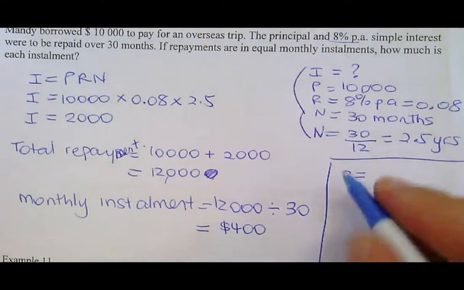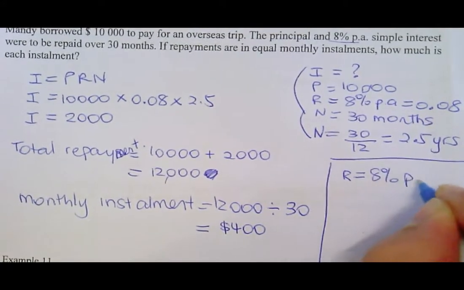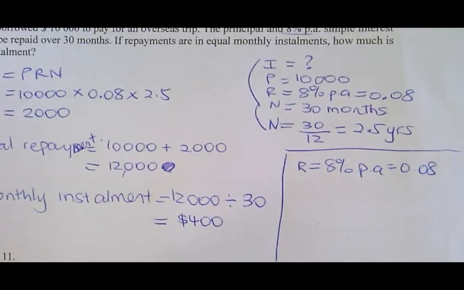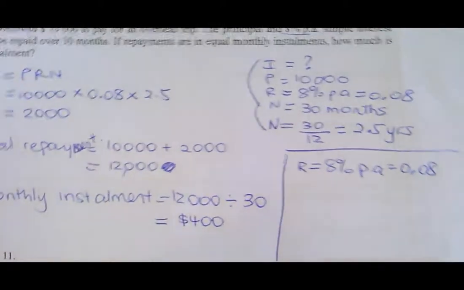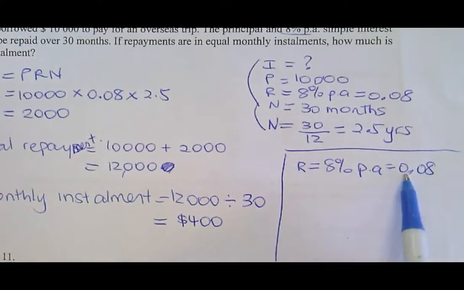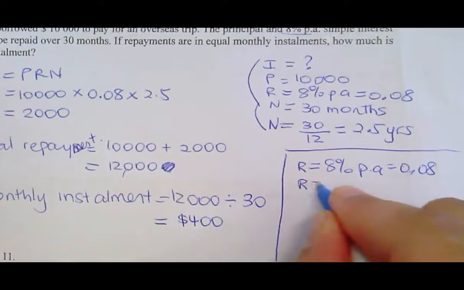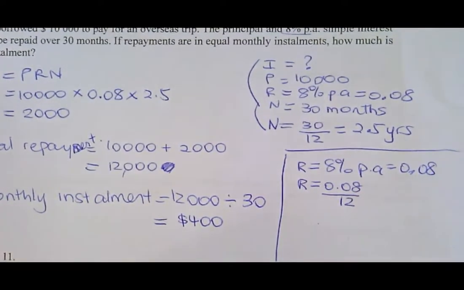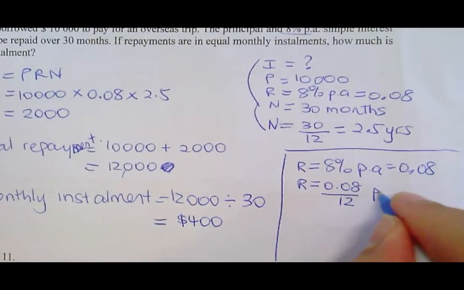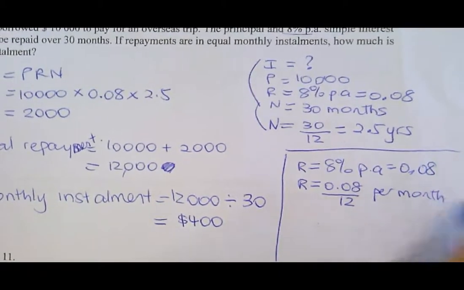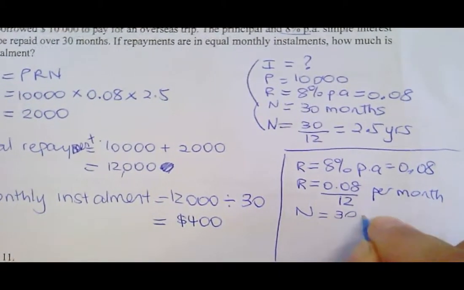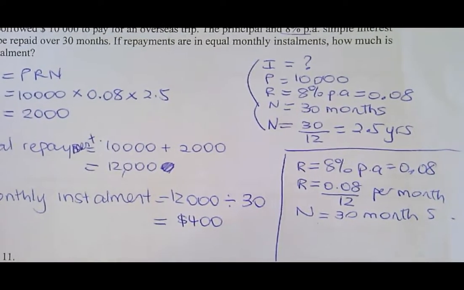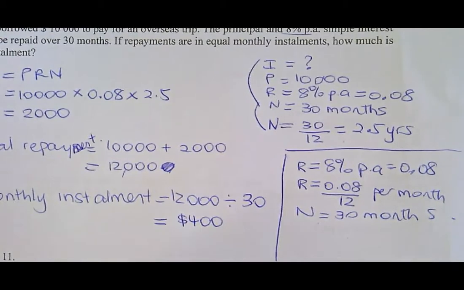Okay, so R and N need to be the same units, and it doesn't matter which one you change. So if R is 8% per annum, which is 0.08 as a decimal, if you want to change that to a monthly interest rate, you just go 0.08 over 12. That's my monthly interest rate per month. And then I could have used N is 30 months as well. So as long as R and N are the same, it doesn't matter if they're both months or both years. They just need to be the same.